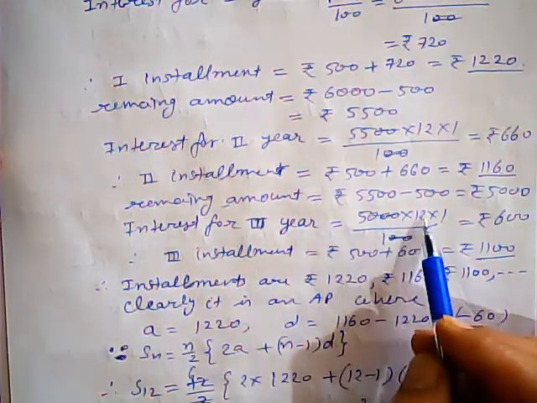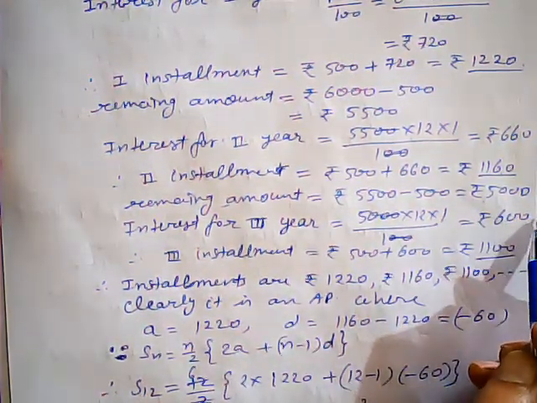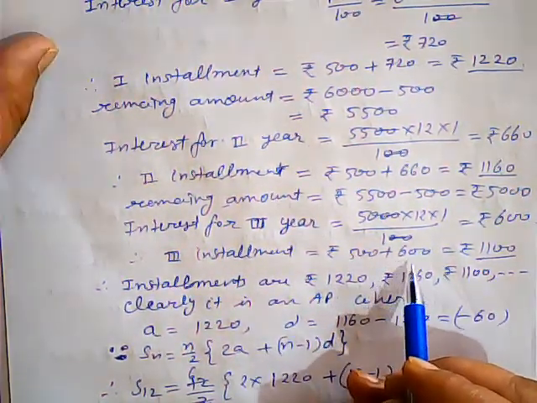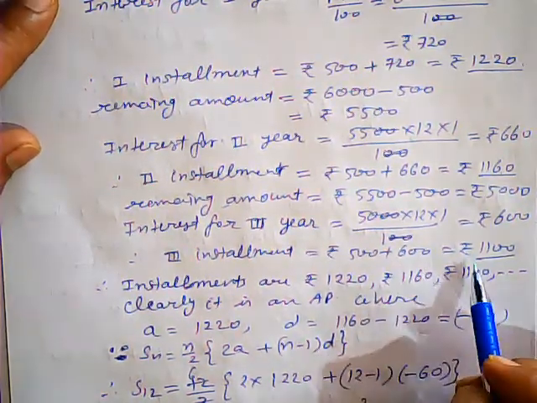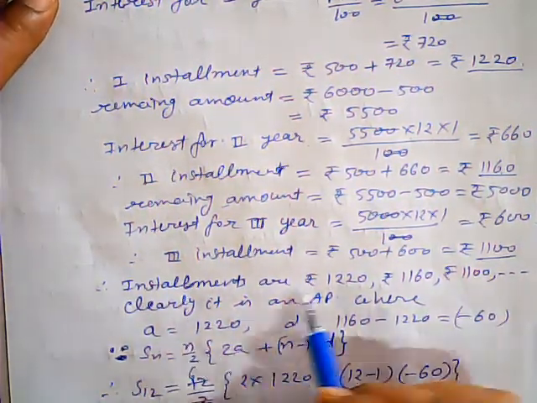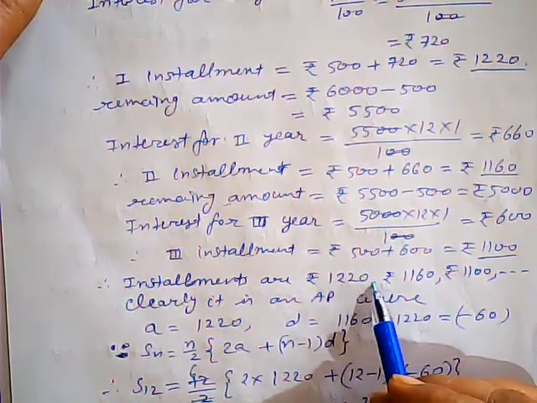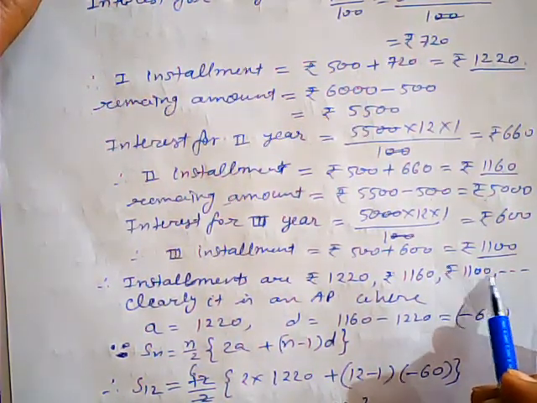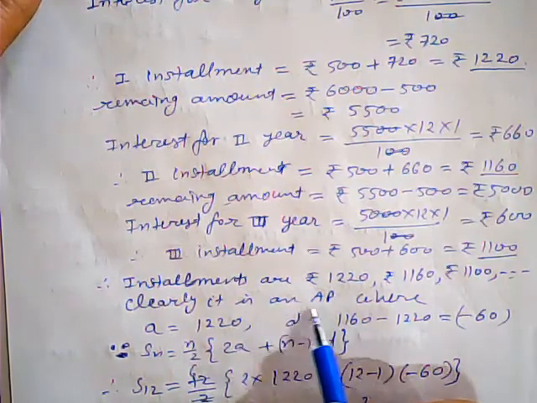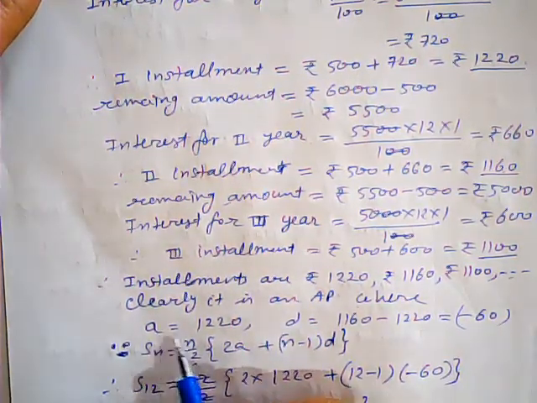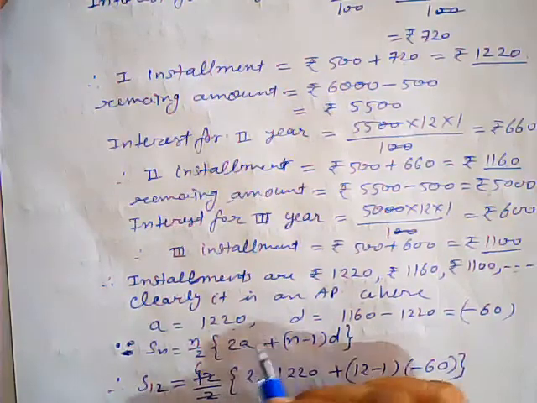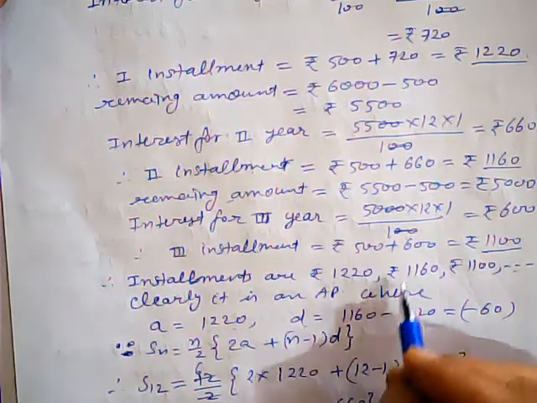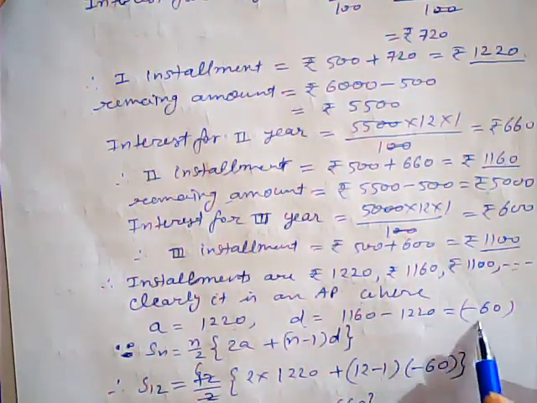Interest for third year PRT upon 100, and it is equal to rupees 600. So therefore third installment equal to rupees 500 plus 600 equal to 1,100. Installments are rupees 1,220, 1,160, 1,100, and so on. Clearly it is an AP, where first term A equal to 1,220, common difference D equal to 1,160 minus 1,220, that is second term minus first term, so it is minus 60.